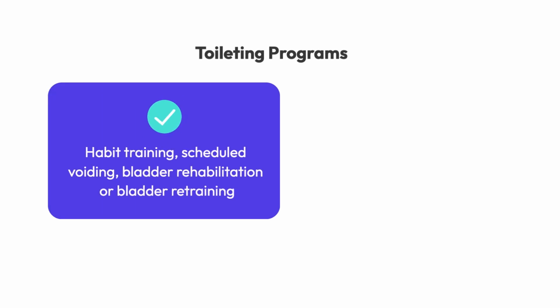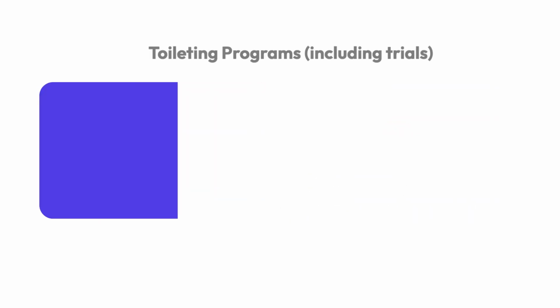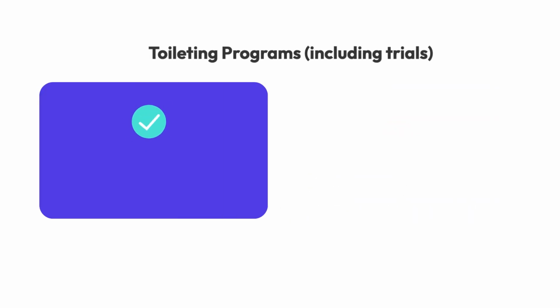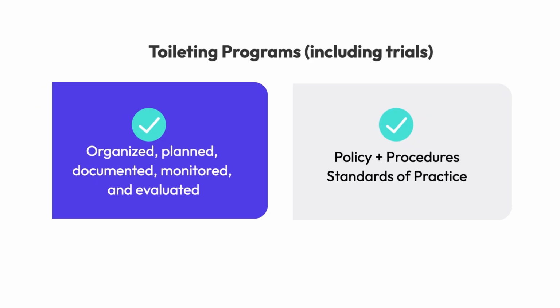Toileting programs may have different names such as habit training, scheduled voiding, bladder rehabilitation, or bladder retraining. A toileting program does not refer to simply tracking continence status, changing pads or wet garments, or random assistance with toileting or hygiene. Toileting programs, including toileting trials, refer to a specific approach that is organized, planned, documented, monitored, and evaluated that is consistent with the nursing home's policies and procedures and current standards of practice.